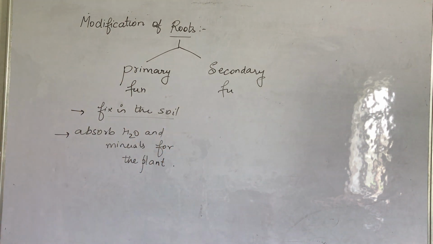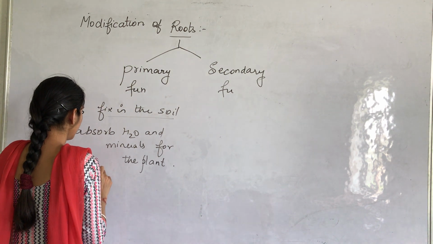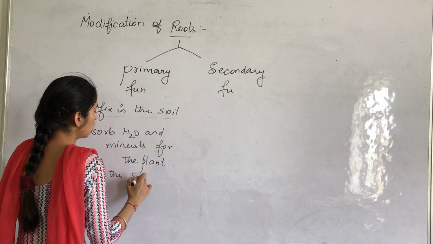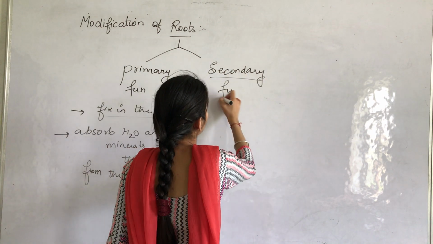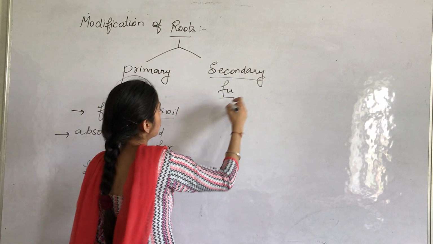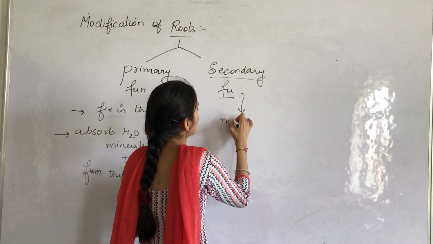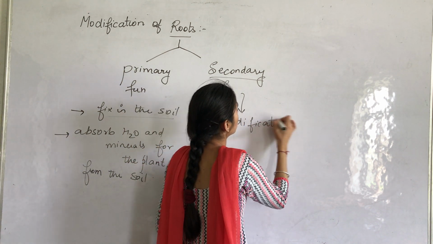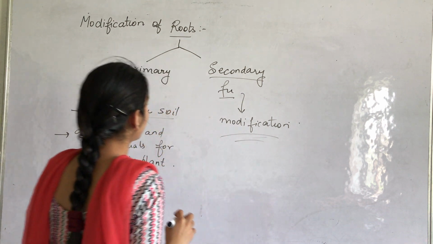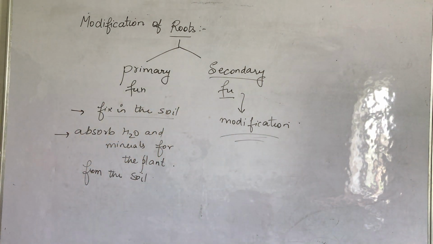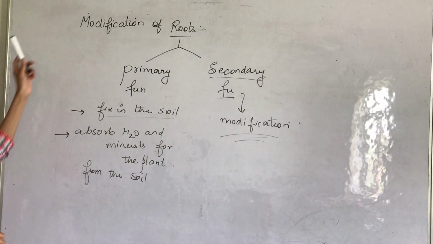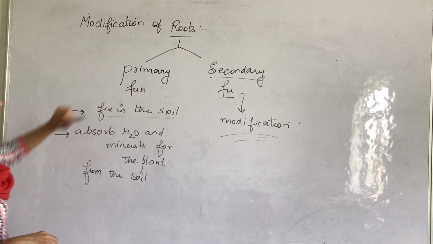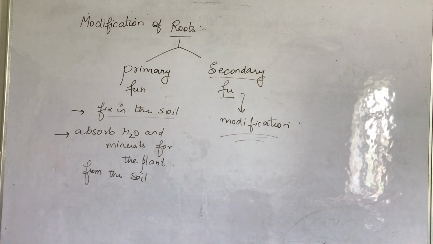So now we all know that the roots have the primary functions, which means they fix the plant in the soil and absorb water and minerals for the plant, and they also have secondary functions. To perform the secondary functions, the roots undergo certain modifications. Modifications in the roots occur to perform the secondary functions. In this video, we will discuss the modification of the roots to perform secondary functions.